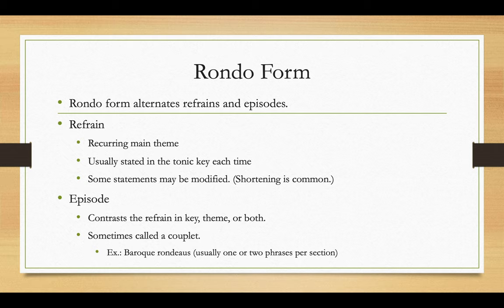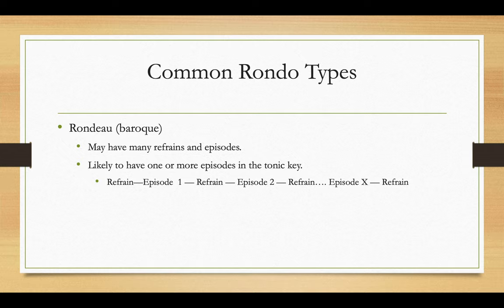Next, let's look at common rondo types. So the rondeau, as I just mentioned, is a Baroque form. These tend to be built from very short subsections, but there are many of those subsections that are concatenated together. So these sorts of pieces may have many, many refrains and episodes. And these pieces are likely to have one or more episodes in the tonic key.